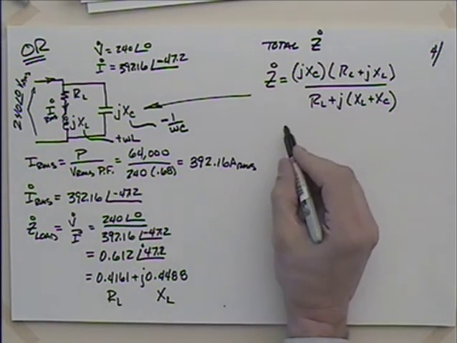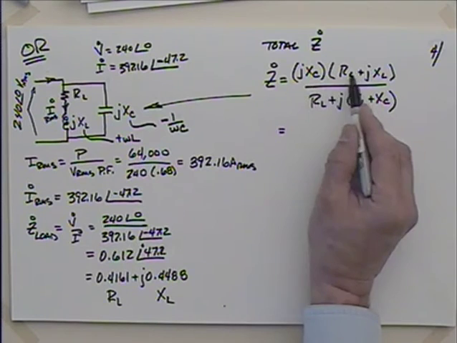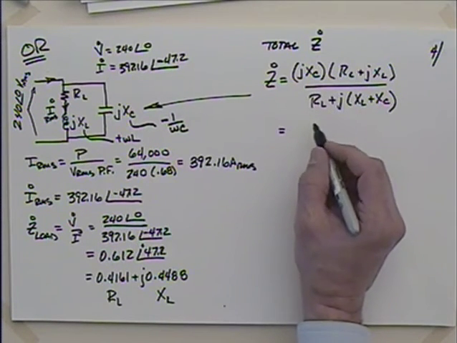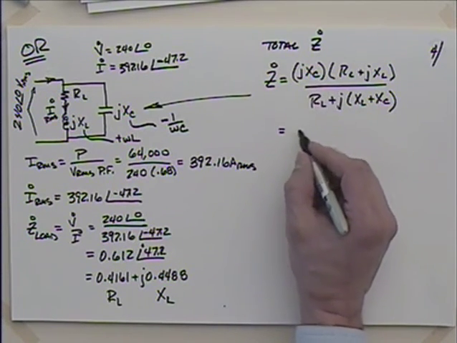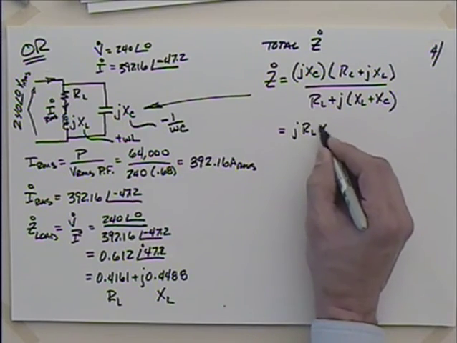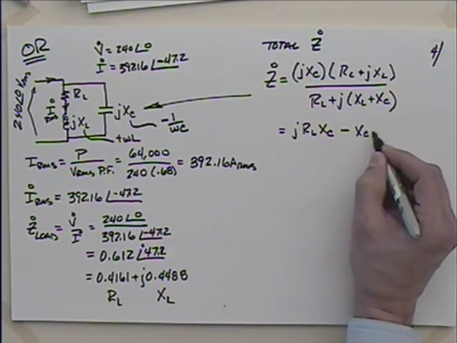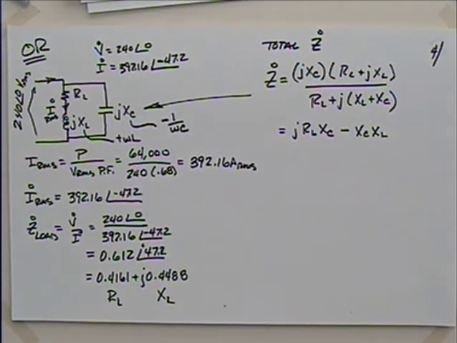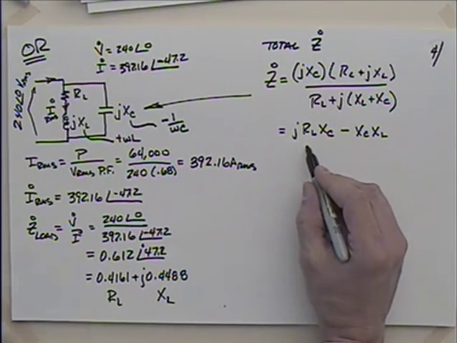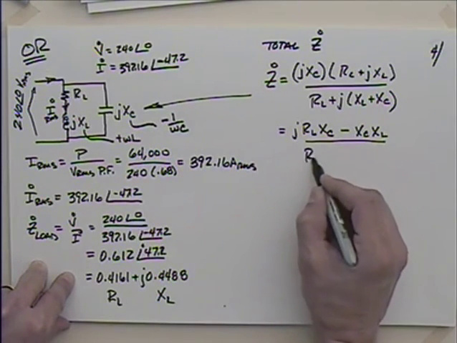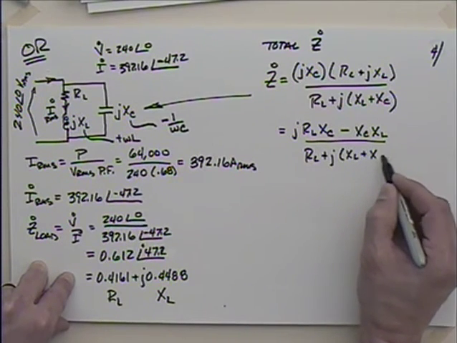Well, what I can do on this is go through the math. If I multiply this out, I get j times R sub L times X sub C minus X sub C times X sub L, is that right? Because that would be j squared, which is a minus 1. Then I'm going to divide this by R sub L plus j X sub L plus X sub C.